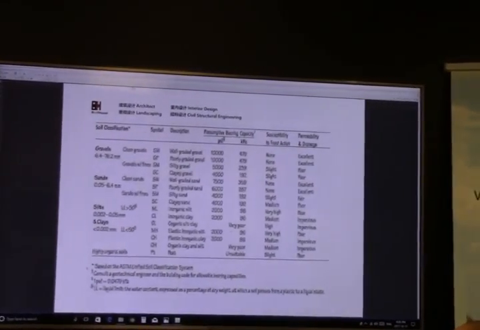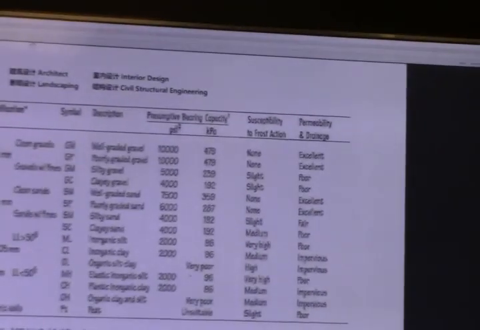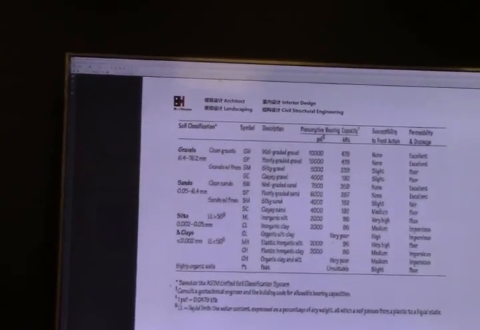The permeability to water is not good for this sand. For the gravel with fines, that means gravel mixed with some soil, this is poor for drainage.